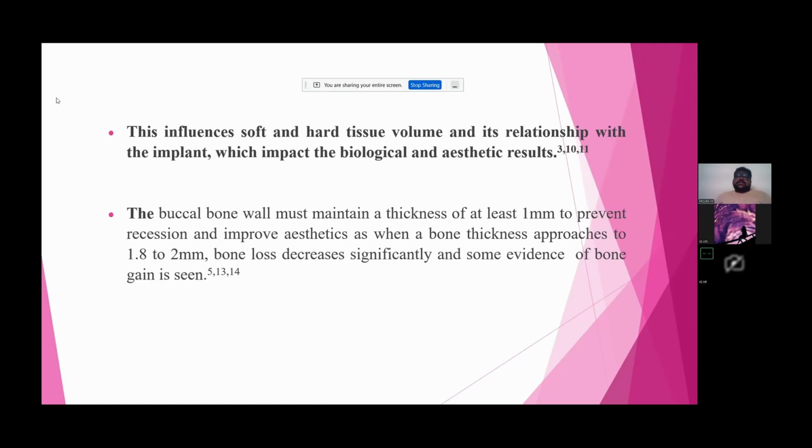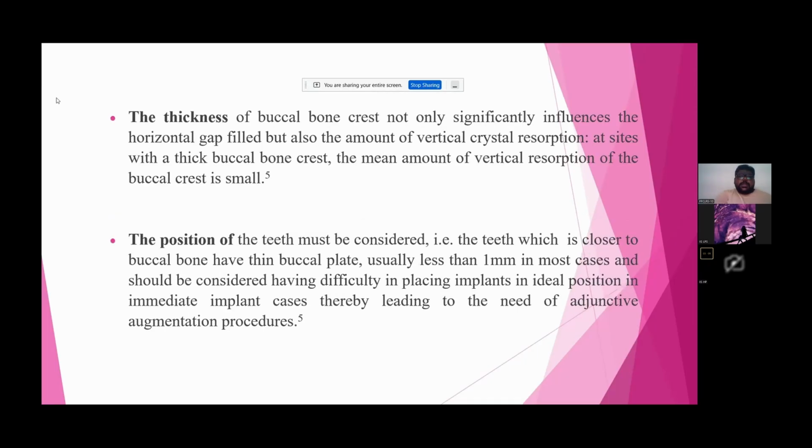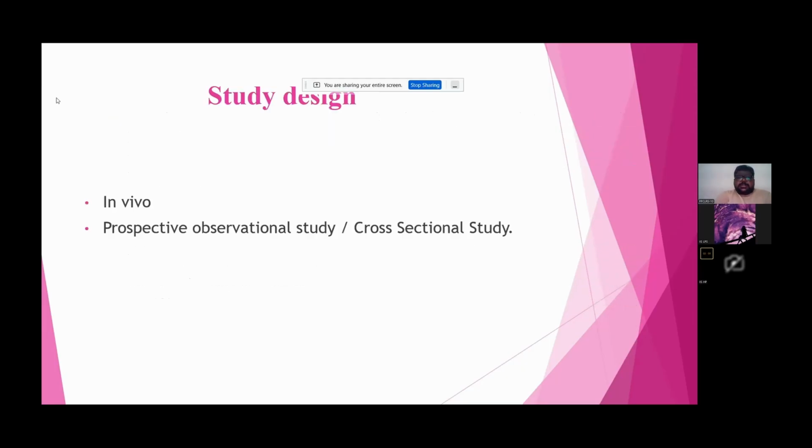This influences the soft and hard tissue volume and its relationship with the implant, which impacts the biological and aesthetic results. The buccal bone should be at least 1 mm to prevent recession, and as the bone thickness approaches 1.8 to 2 millimeters, the bone loss decreases significantly, and some evidence of bone gain is also seen. The thickness of the buccal bone crest not only significantly influences the horizontal gap fill, but also the vertical crest resorption. The position of teeth must be considered.